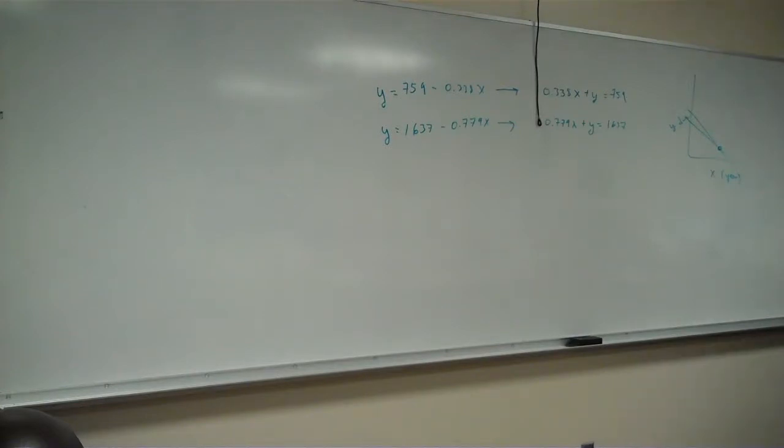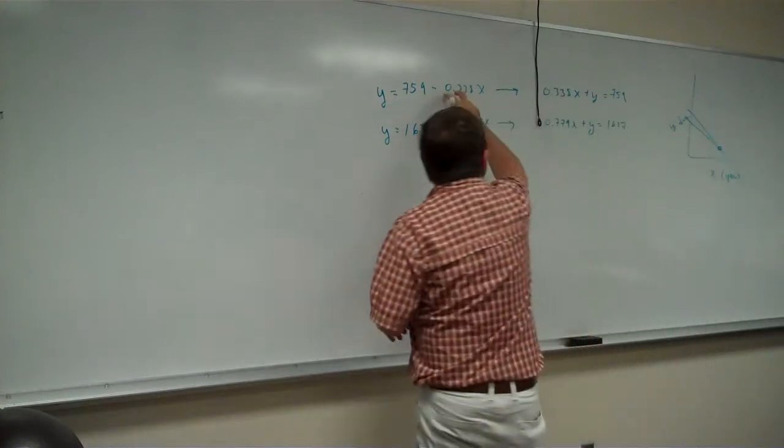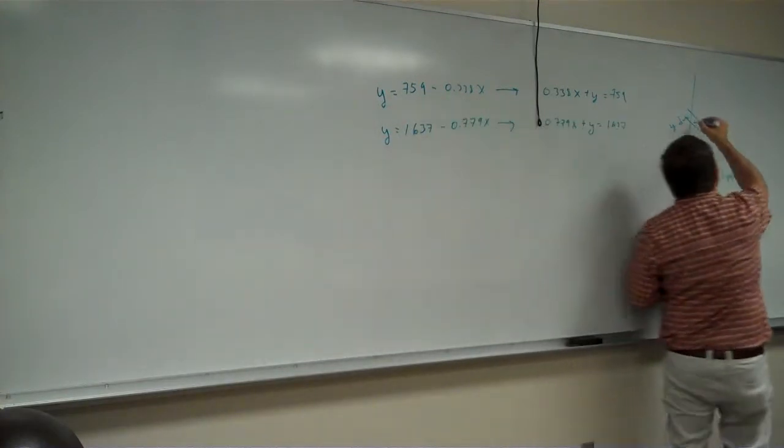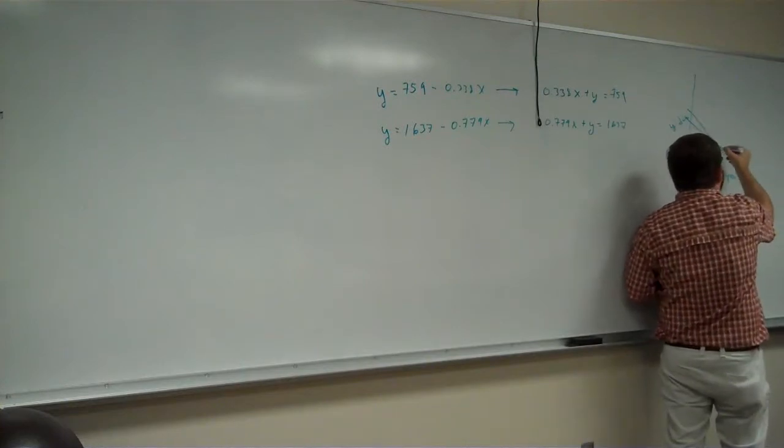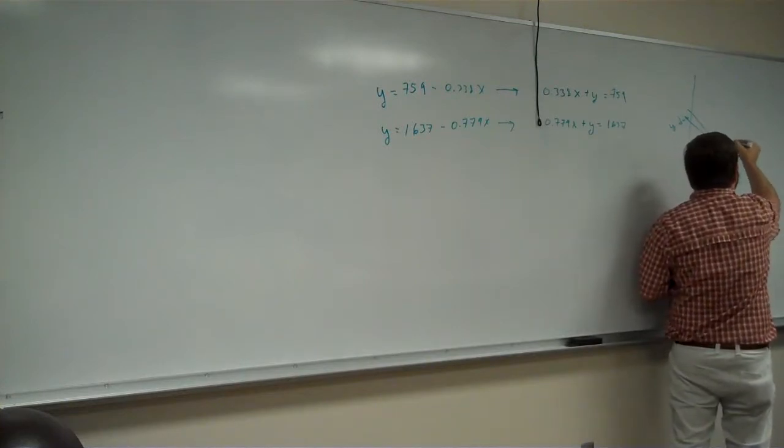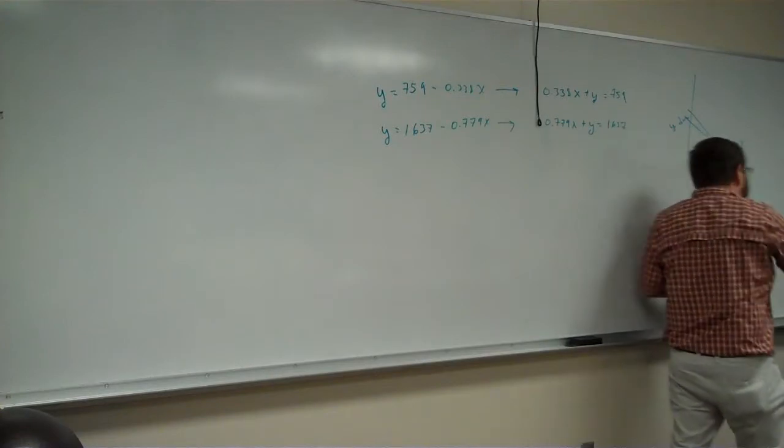So you don't set them equal to each other? No, it's 2 equations. I mean, basically we're looking for the place that is, here's one graph, here's the other graph. We want to find the place where this value of x and y works for both of them. Okay.